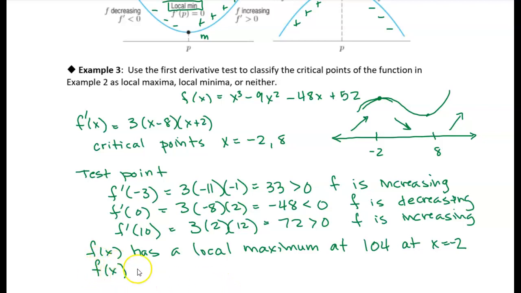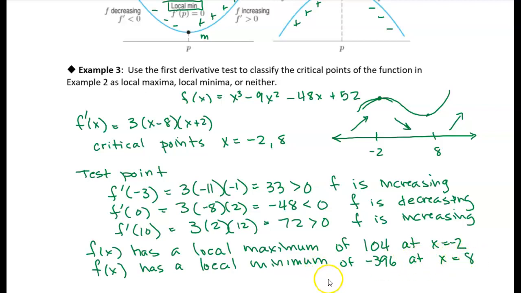And we can say that f of x has a local minimum of negative 396, which I calculated in example 2, at x equals 8. So that's my local maximum and minimum for this function. All right, so I will meet you in the next video.